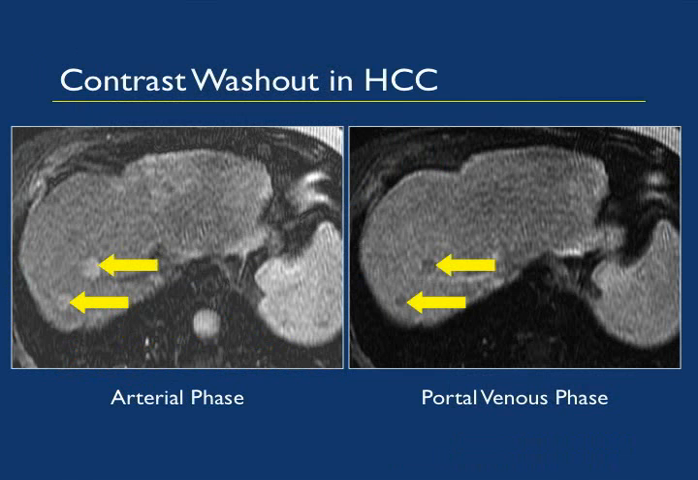The next slide shows an example of a patient with washout. In the arterial phase, there is arterial enhancement, as shown by the arrows, and in the venous phase, there is washout of contrast or hypointensity, as shown in the arrows. This is highly sensitive and specific for hepatocellular carcinoma.